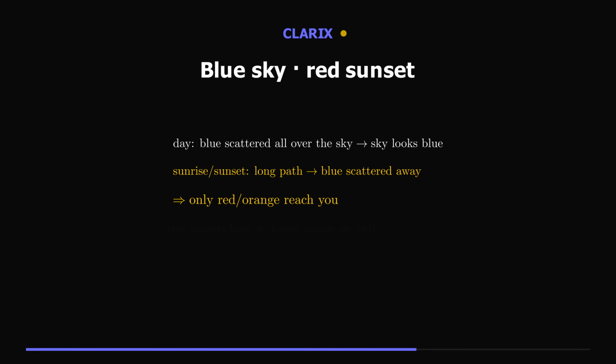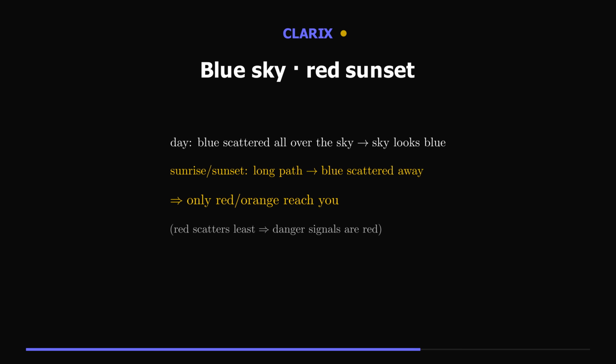The sky is blue because air molecules scatter blue light far more than red, so blue light bounces around the whole sky and into your eyes from every direction. And at sunrise and sunset, the sun's light travels a long, slanting path through the air. So much of the blue is scattered away before it reaches you, leaving mostly red and orange. Same scattering, 2 colors depending on the path length.